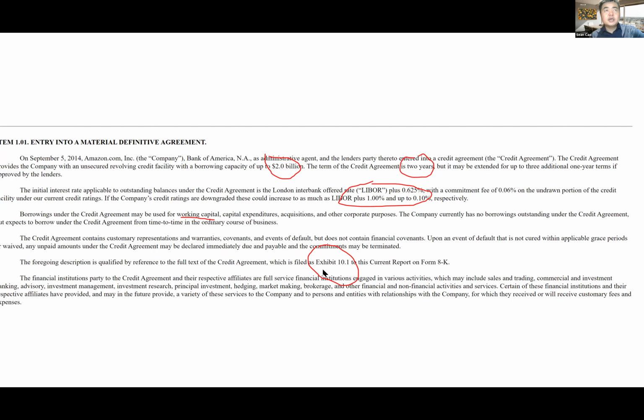So this is Item 1.01. It's about the material contract. Today the example here is about the credit agreement. We see a lot of summary information, and you can see the full contract in exhibit 10.01. So let's keep moving on that.